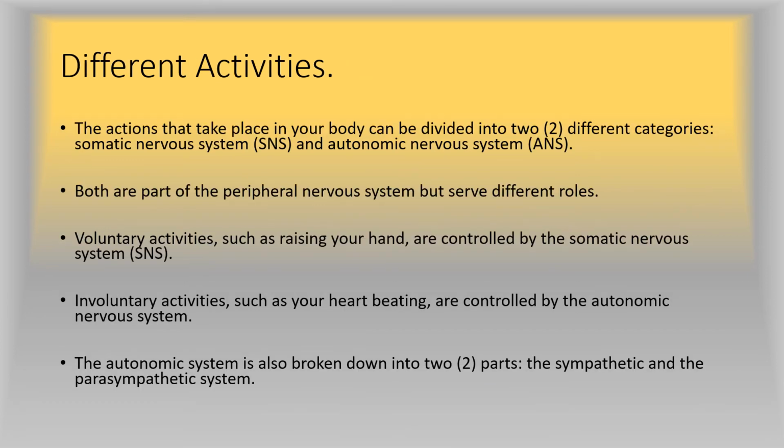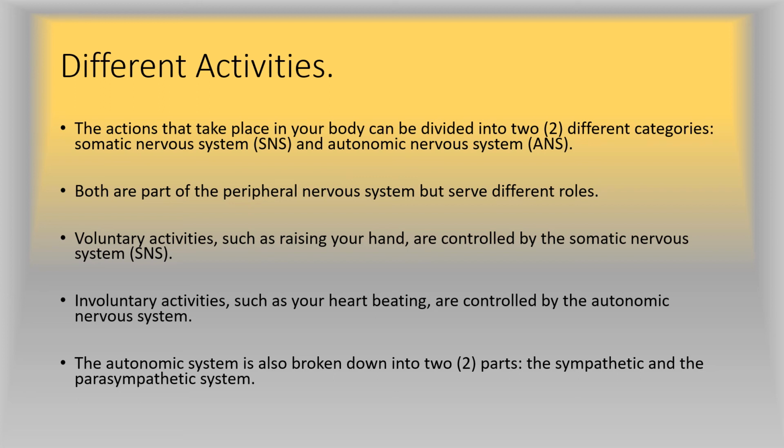Now, there are also different activities that the body has. The actions that take place in your body can be divided into two categories: the somatic nervous system, or the SNS, and the autonomic nervous system, or the ANS. Both of these are part of the peripheral nervous system. So these are the nerves that reach out to other parts of your body. But they also serve different roles.